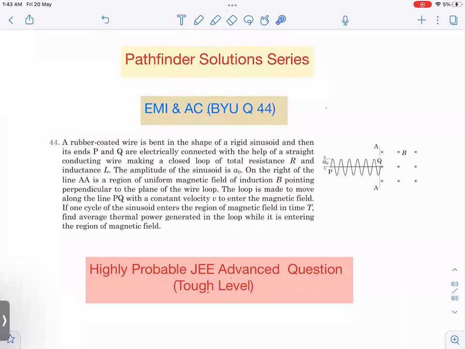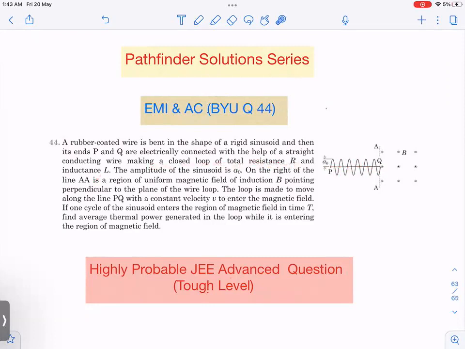So this question is that there is a rubber coated wire. It is bent in the form of a sinusoidal shape. So this is the rubber coated wire, sinusoidal, and then its ends P and Q. So this one end P, this is another end Q, are electrically connected with the help of a straight conducting wire. So this is a straight conducting wire, and thus you are making a closed loop of total resistance R and length L, right? So this is a total resistance. These are two ends, and these two ends you have joined by a wire of total resistance R and inductance L.